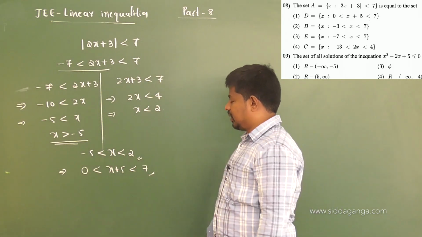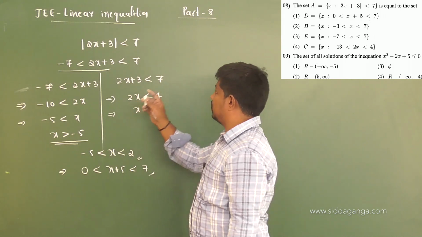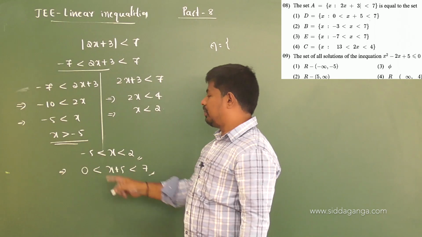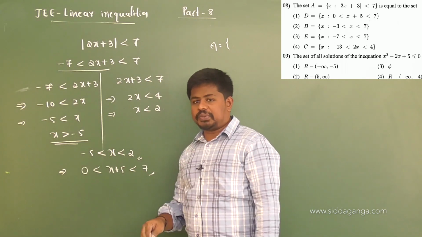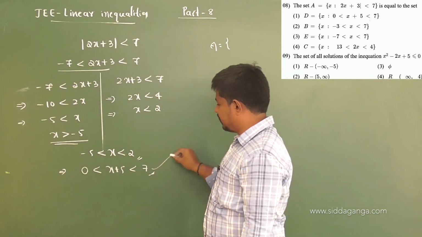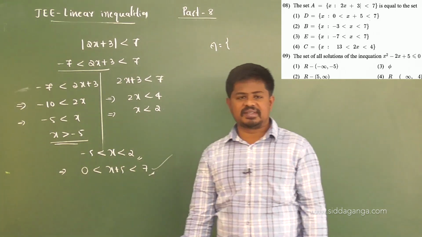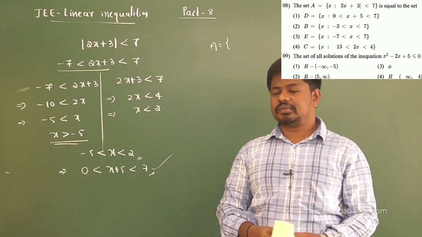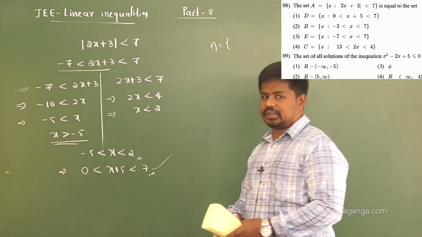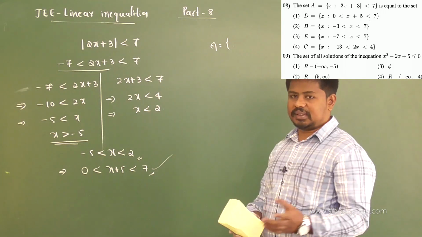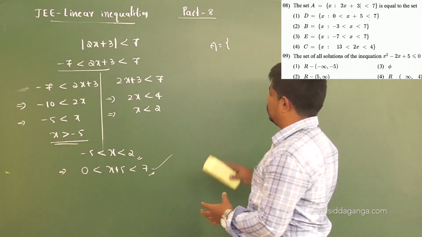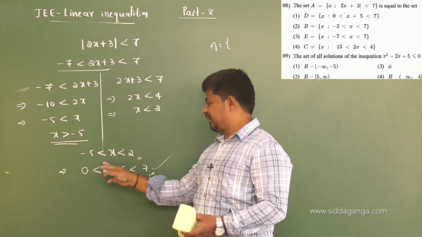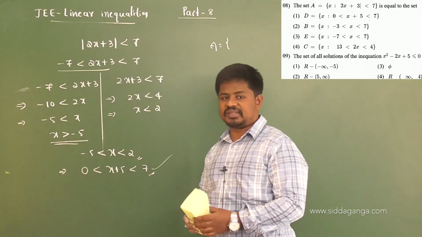The set A contains the elements from minus 5 to 2, but in the option we have this by adding 5. So, option first is the correct one. Option first, that is x plus 5 is greater than 0, less than 5. To confuse, they have been given like this. So, actually the solution is x greater than minus 5, less than 2, by adding 5 you get this. So, option first is the correct one.